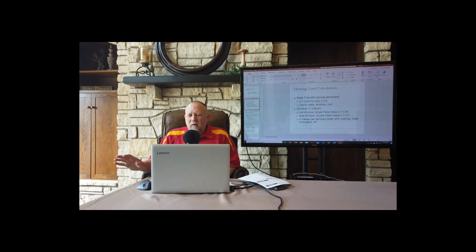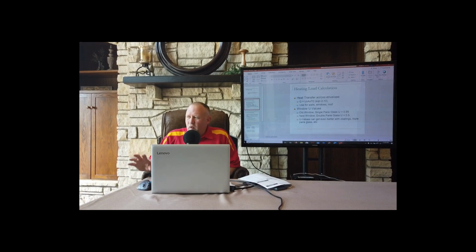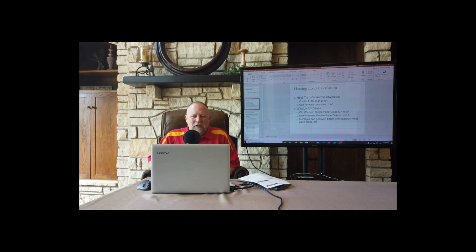So once I know the capacity that I need for whether it's a room or an entire building, now I can go about picking equipment, but equipment comes in the second part of the class. So the first part right now is calculations. So let's continue on with the calculation.